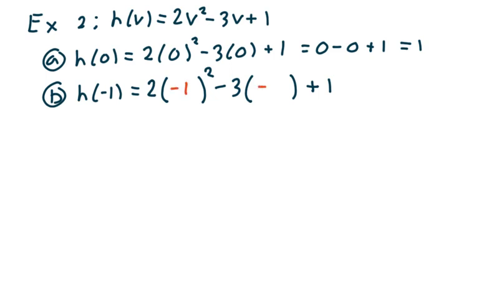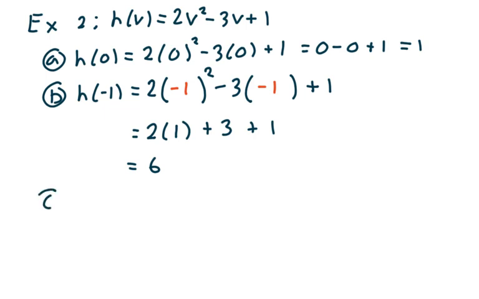And notice how I'm doing it in a different color, so it, I hope, stands out, right? If I take negative 1 and square it, I get 1. And then negative 3 times negative 1 is positive 3. And then I'm going to add 1. And the correct answer here is 6.